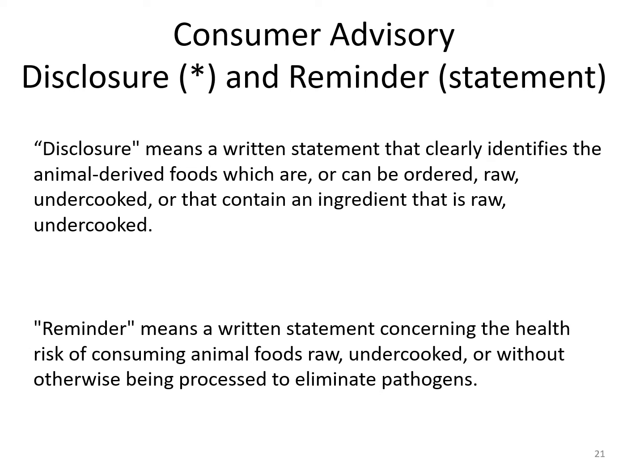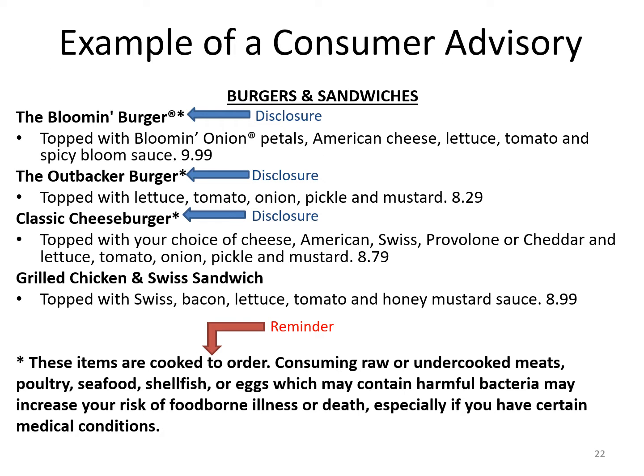A consumer advisory includes a disclosure and a reminder. The disclosure identifies which food items are offered raw or undercooked. The reminder is a written statement that describes the health risks of consuming such raw or undercooked foods. Here is an example of a consumer advisory on a menu. The disclosure is an asterisk identifying the TCS food items that are offered raw or undercooked. In this case, it is the ground beef and the burgers. The reminder is the statement identified by the asterisk.